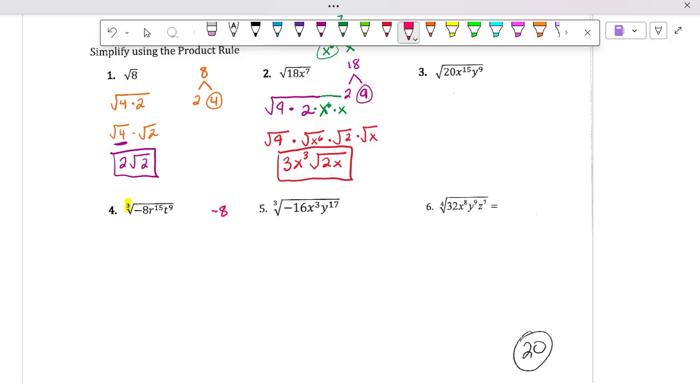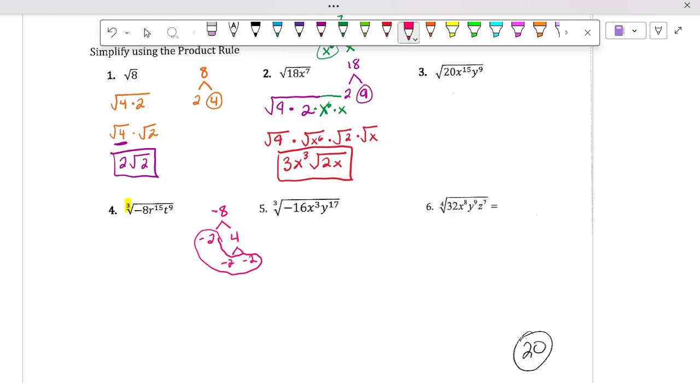So with negative 8, we can break that down into 2 and 2, or 2 and 4. And then break this down into negative 2 and negative 2. If you look, we have 3. Plus, if you already knew that 8 was a perfect cube, you could have just gone ahead and written it like that.